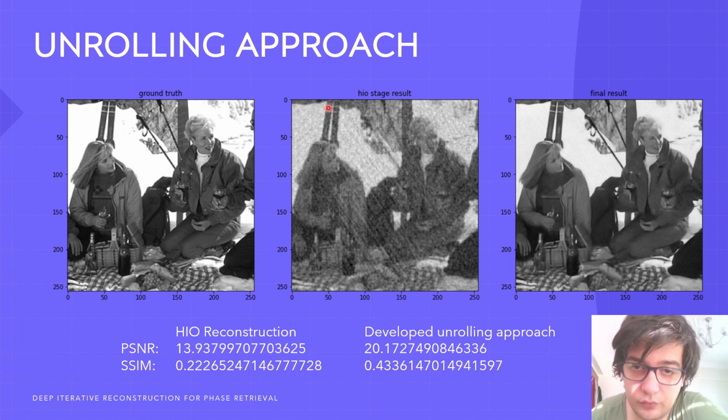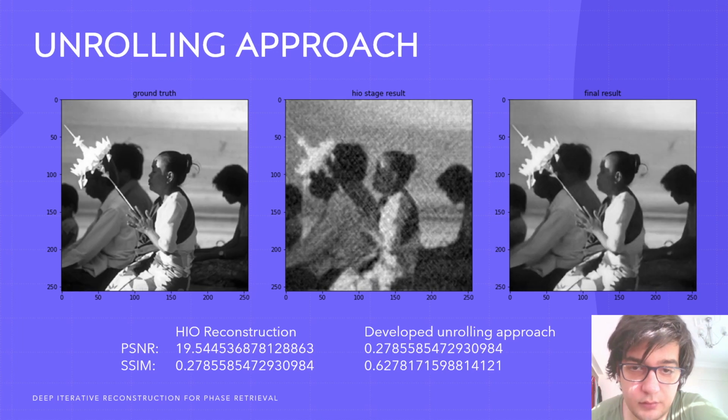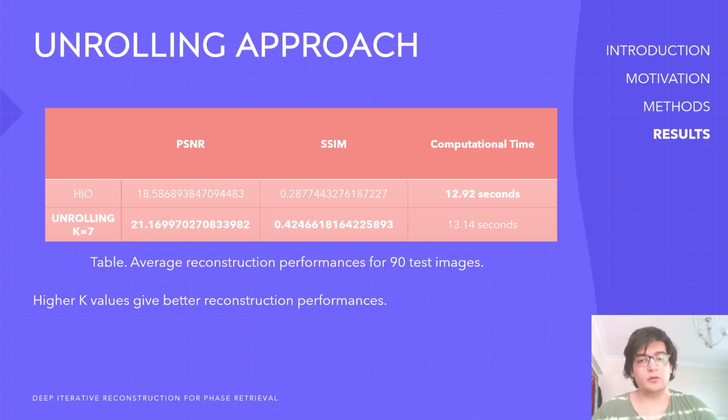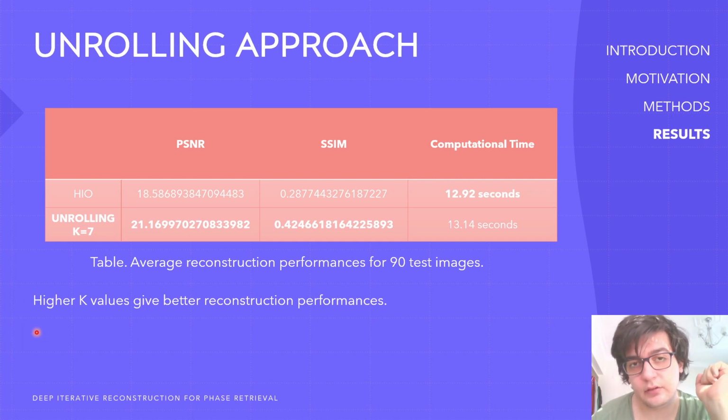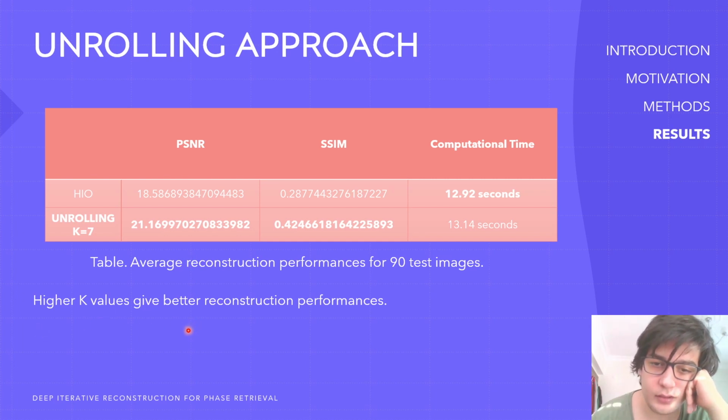As you can see, it improves the HIO reconstructions. This is after initialization, and this is the final result. It's much better than the HIO reconstructions. Also, you can see from here or here. It's also better in terms of SSIM and PSNR values. And you can see the average reconstruction performances from this table. I also observed that using more layers, I mean using higher K values, gives better reconstruction quality. And you can see the results for K equals 7. I am now trying higher K values.